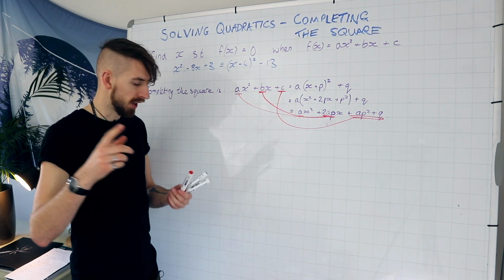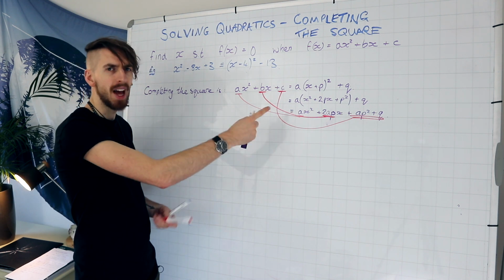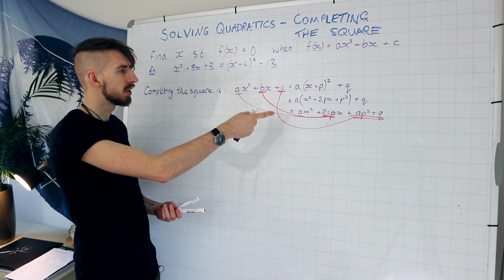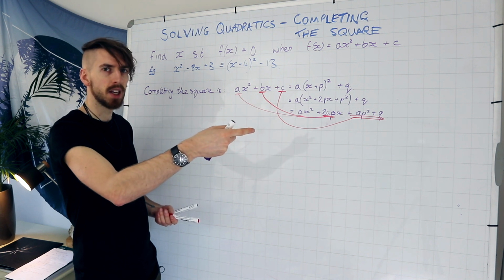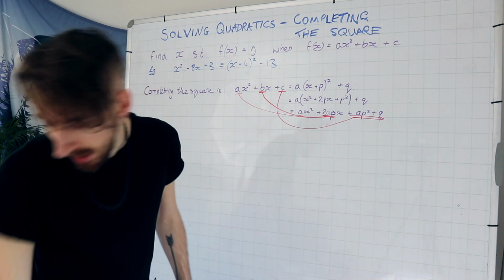What this leaves us with is three little situations. We've got the trivial one, a is a, then we've got b is equal to 2ap, and then that last one of c is equal to that last bit. So what do you do with that? Well, let's do this in black pen.